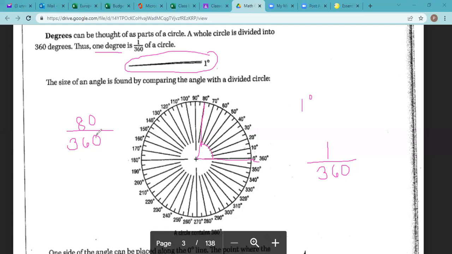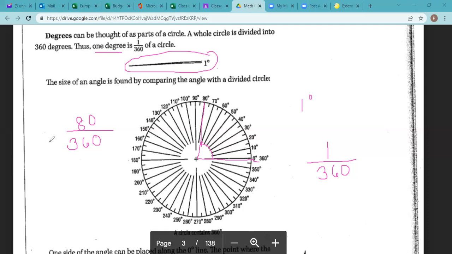You can go ahead and pick a number that you think will go into 80 and 360. You could pick 2, it could be 4, it could be 5, it could be 10. It may even be 40. All right. You can't do 80, and here's why. 80 can be divided into 80, but 80 cannot be divided into 360, because 80 times 4 is 320. So you can't pick 80.